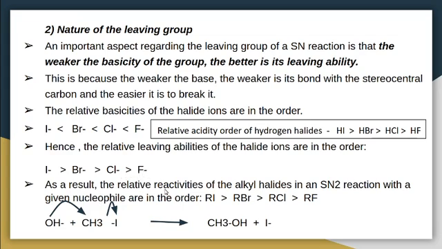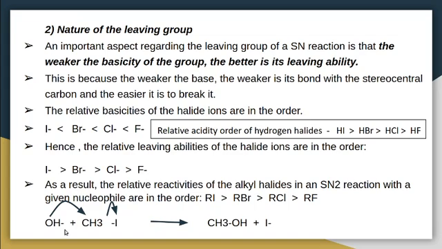As a result, the relative reactivities of the alkyl halides in an SN2 reaction with a given nucleophile are in the order RI greater than RBr, RCl, then RF. So RI has greater reactivity towards SN2 reaction, because the leaving group here is iodide ion, so it can leave very easily because it is a weak base, so a better leaving group. The weaker the basicity of the group, the better is its leaving ability.